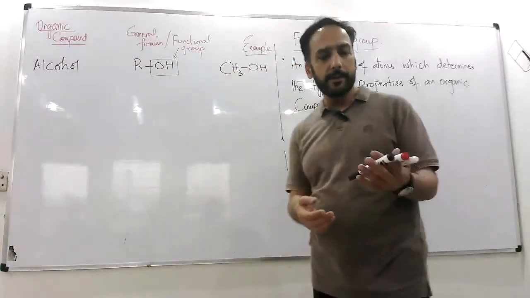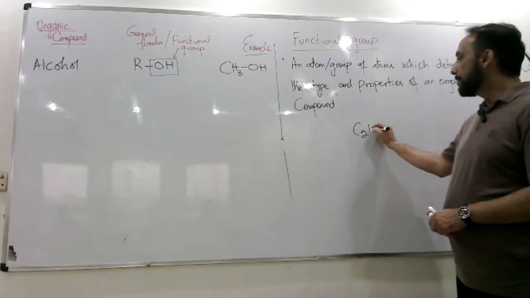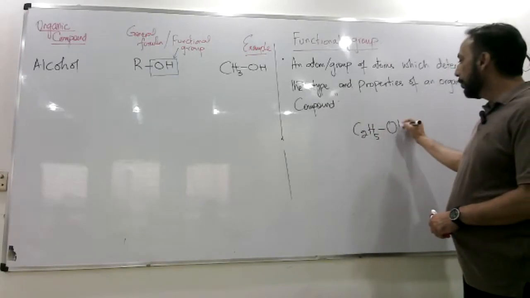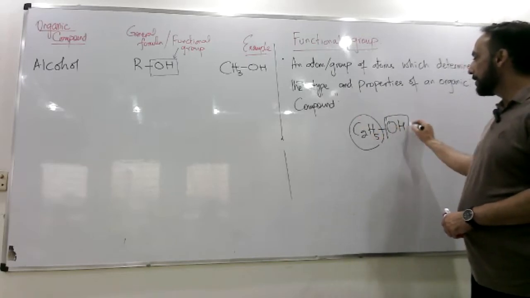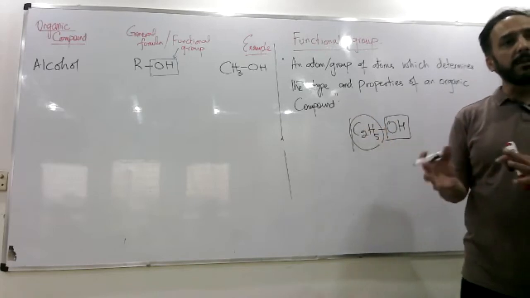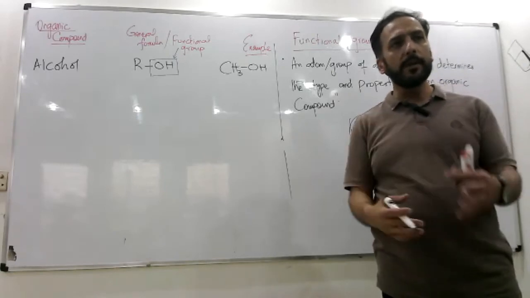Ethyl, we wrote it, right? So what is the formula of ethyl? C2H5, free bond. And if I put OH with it, so that is ethyl and OH is the functional group. We call it methyl se methanol, ethyl se ethanol. Ethanol. We'll do the naming afterwards.